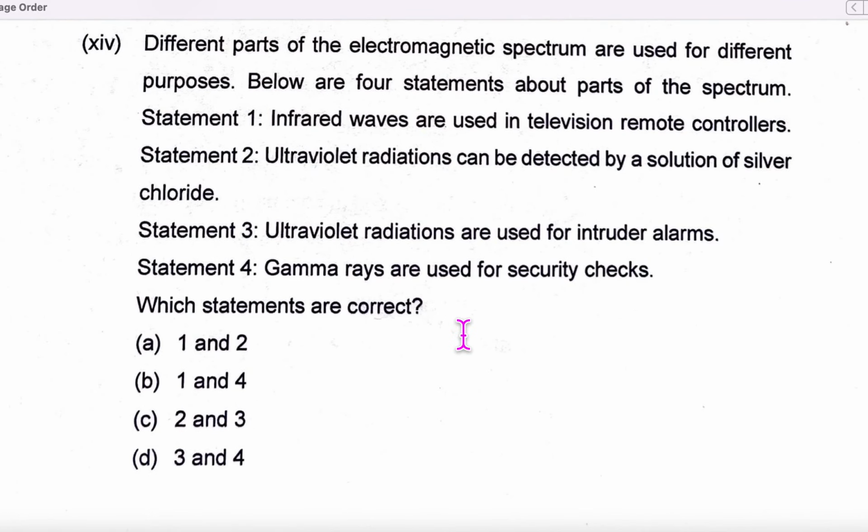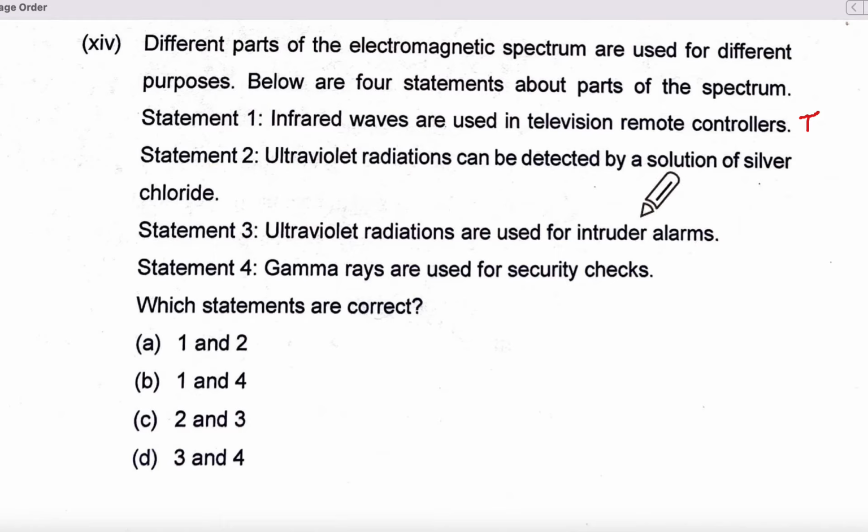Different parts of the electromagnetic spectrum are used for different purposes. Below are 4 statements about parts of the spectrum. Statement 1: infrared rays are used in television remote controllers. Statement 2: ultraviolet radiations can be detected by a solution of silver chloride. 3: ultraviolet radiations are used for intruder alarms. 4: gamma rays are used for security checks.